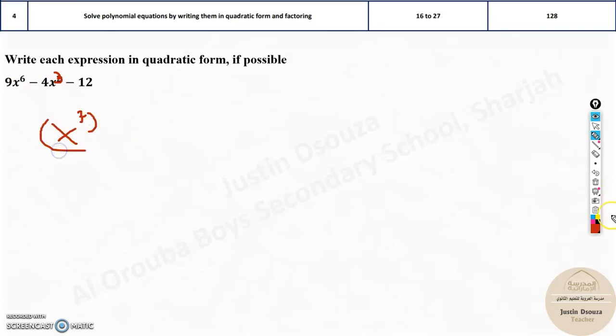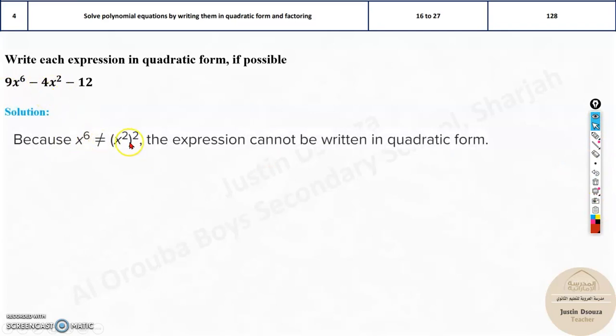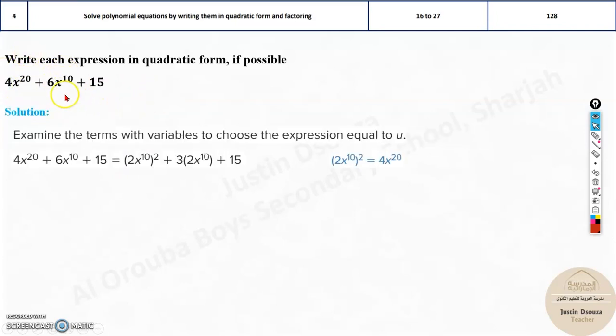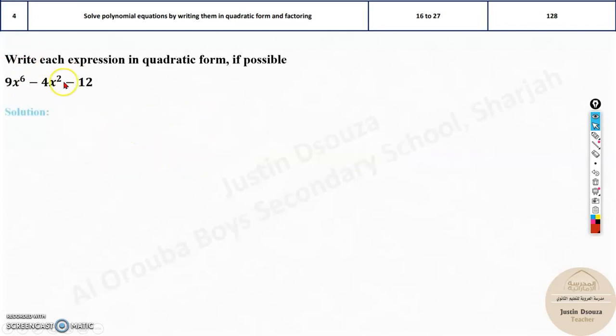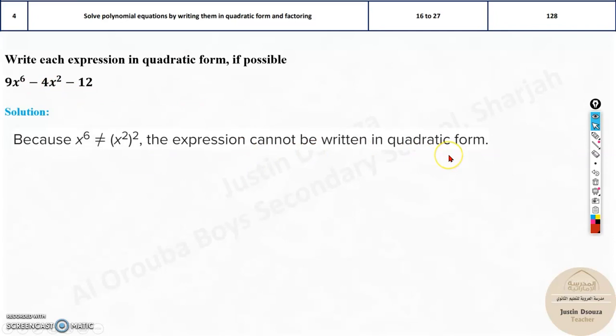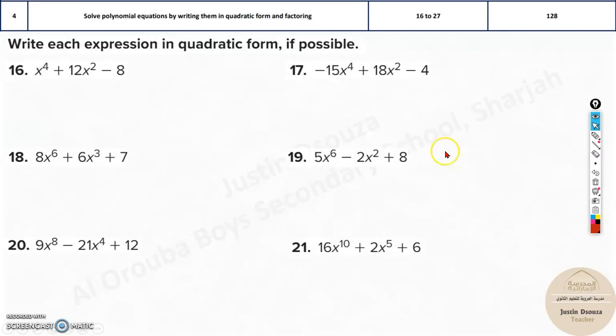This can't be written in terms of squares. See, this must be x squared, so you must write x squared the whole square, which is not possible. In the previous one we wrote x power 10 and x power 10 the whole square, right? We can't reduce it, so this cannot be written in quadratic form. Same way, do solve these questions by yourself and then check the answers.